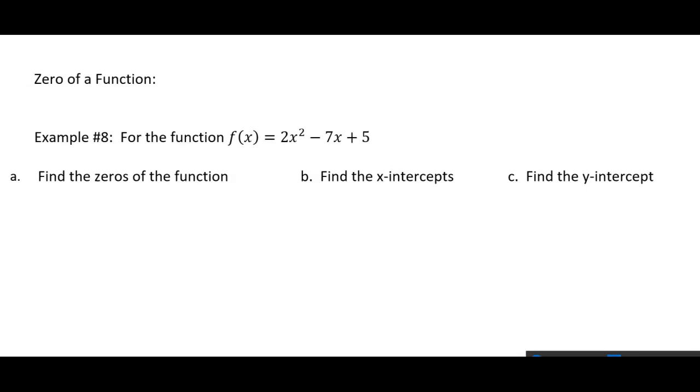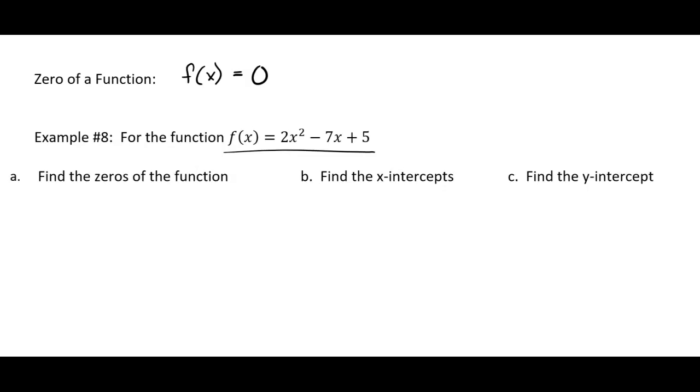So now we're going to talk about the zero of a function. The zero of a function is when the function equals 0. So sometimes we want to find the zeros of a function. That's what we want to do in part A here on example 8. They give us a function, 2x squared minus 7x plus 5.